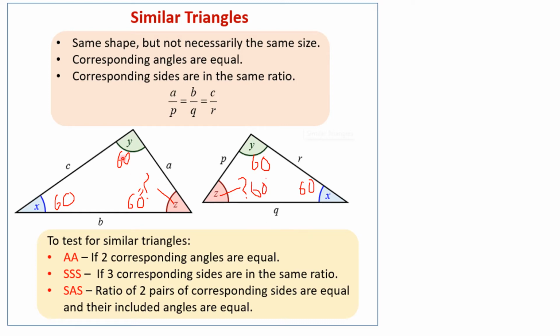If the two angles X and X are equal, Y and Y are equal, then automatically the third angle of the triangle, Z and Z, will be equal. This is your AA property. So according to this property, if you can show any two angles of the two triangles equal, then the two triangles will be similar. Fine.